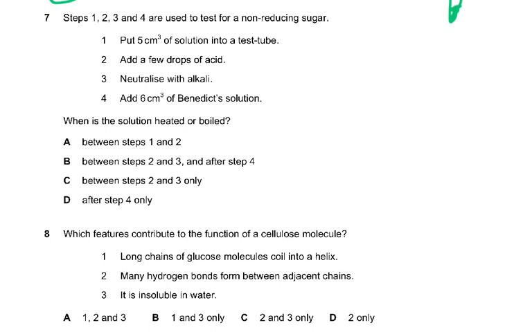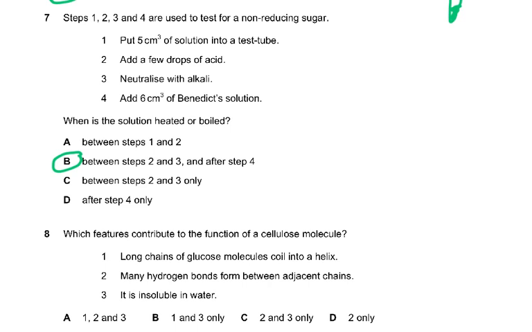Steps 1, 2, 3, and 4 are used to test for a non-reducing sugar. Put 5 centimeters of solution into a test tube, add a few drops of acid, neutralize with alkali, add 6 centimeters of Benedict solution. Naturally you have to heat it after the Benedict solution, so it has to be after step 4. But then you have to heat it also with the HCl. So that is why the answer is B, between steps 2 and 3 and after step 4.